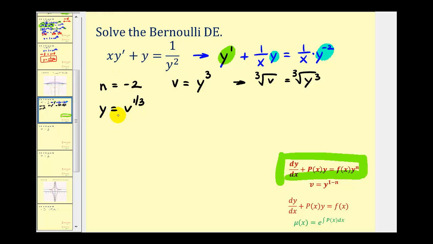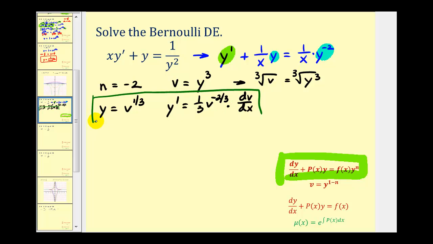But to find dy dx, we are going to have to apply implicit differentiation because we want dy dx and we have y in terms of v. So y prime is going to be equal to 1/3 v to the 1/3 minus 1, which is negative 2/3, times dv dx. Again, we're applying the chain rule here because we want the derivative of y with respect to x, not just v. So now we'll use these two equations here to perform our substitution into this differential equation here.